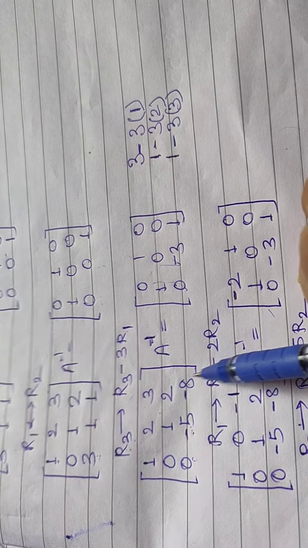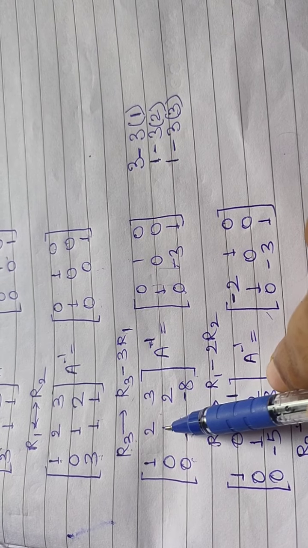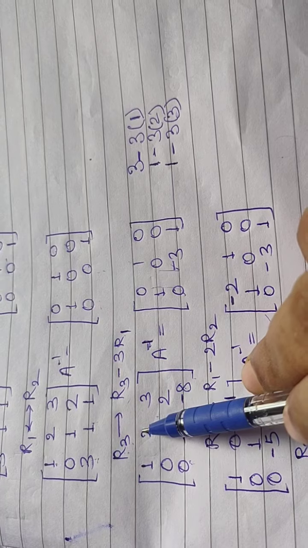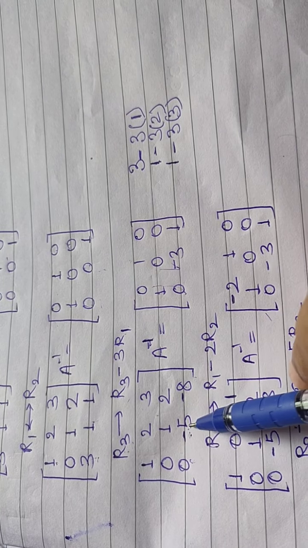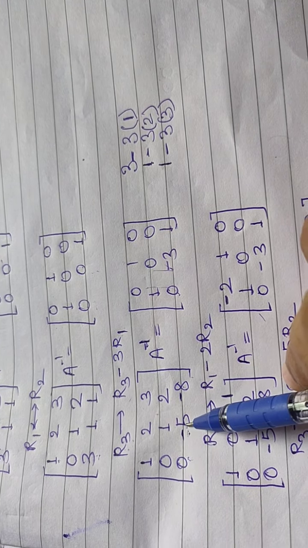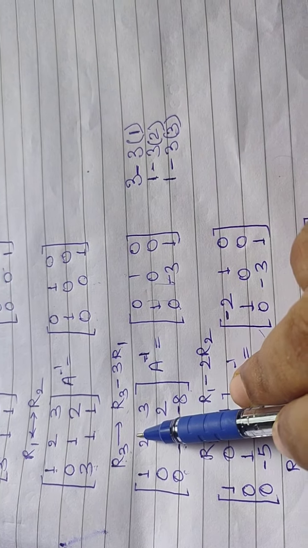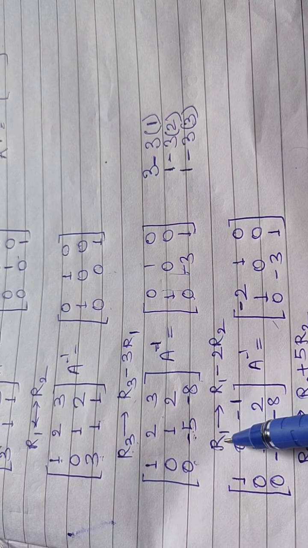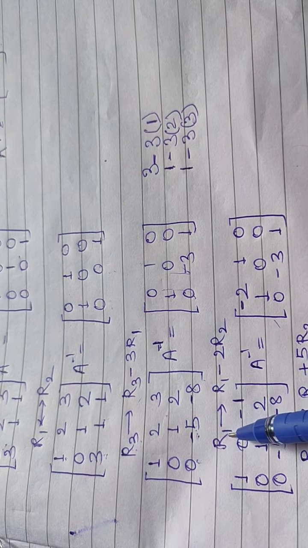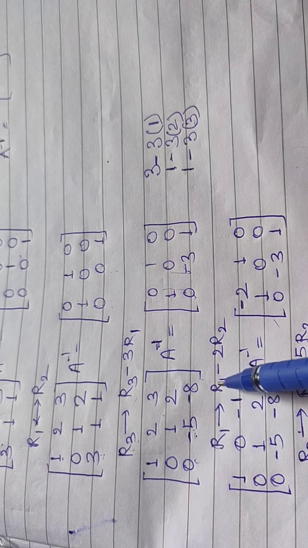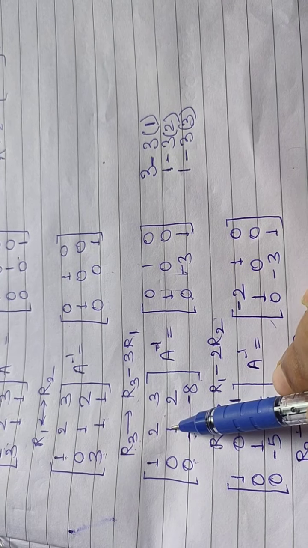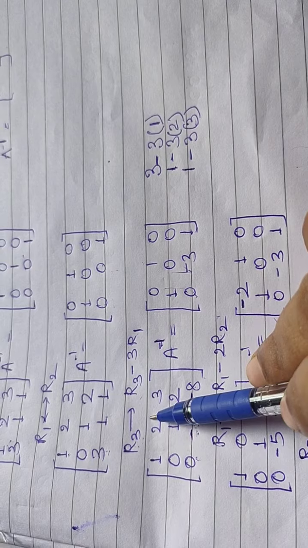Now here there is already 1. In this place we want 1, so it is there. No need to change. Now we need 0 in place of 2. We need 0 in place of minus 5. Now the row transformation, we are going to change the first row. So the row transformation will be R1 minus 2R2. We will use this one to make this element 0.